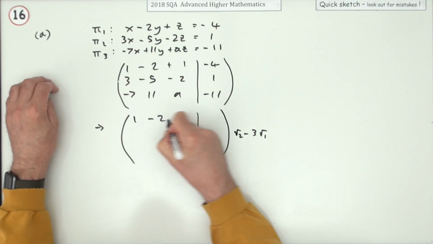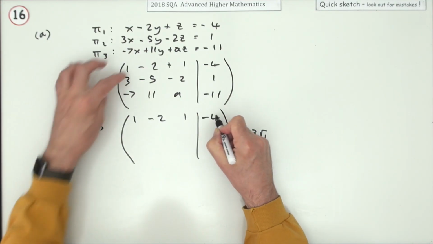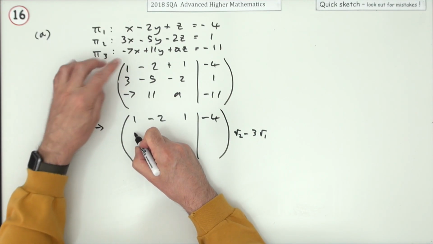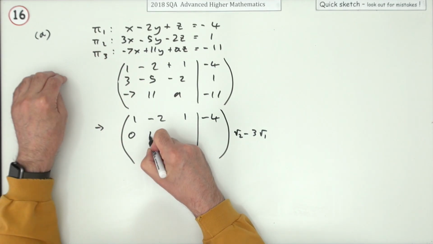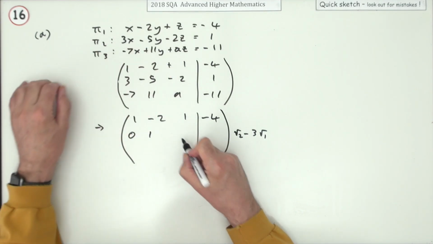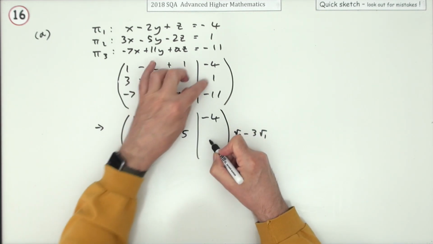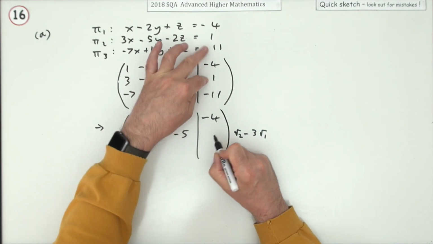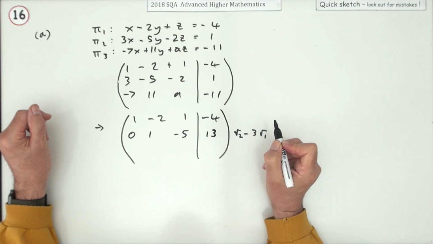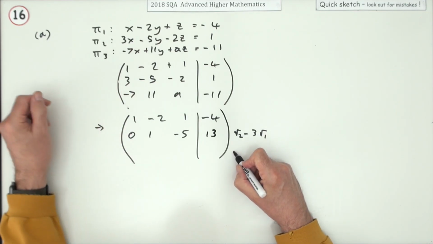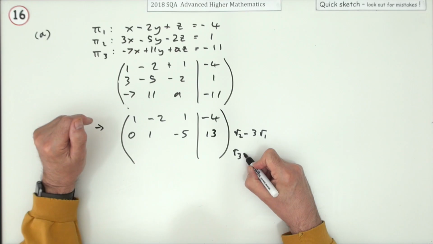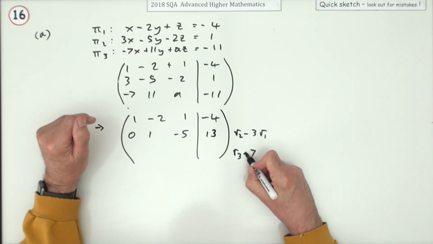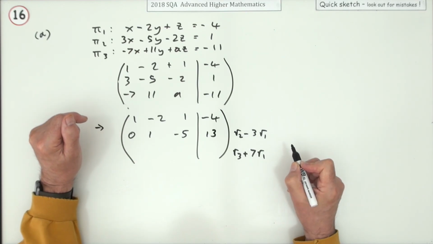So leave row 1 alone because it was fine. Add a 1 at the top. That'll be 3 take away 3 is 0. Negative 5 but plus 6 is 1. Negative 2 minus 3 is negative 5. And 1 plus 12 is 13. Now this one, we'll need 7 of them. So row 3 is going to be amended to row 3, plus 7 lots of row 1.